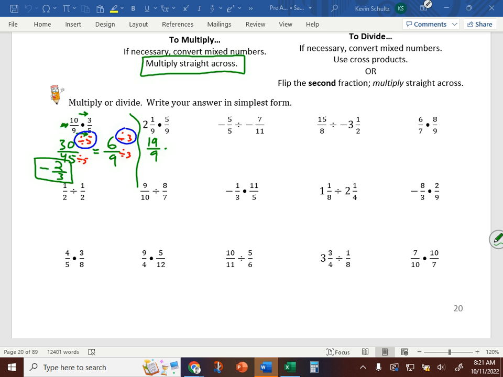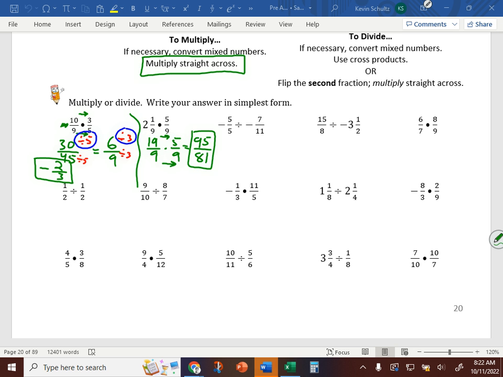So 19/9 times 5/9. It's cool we've got common denominators. It's a neat little thing, but it's not required. We can go straight into multiplying straight across. 19 times 5 is 95. 9 times 9 is 81. We think about, can we simplify? Any common factors between 95 and 81? Turns out there aren't. So this would be our final answer.